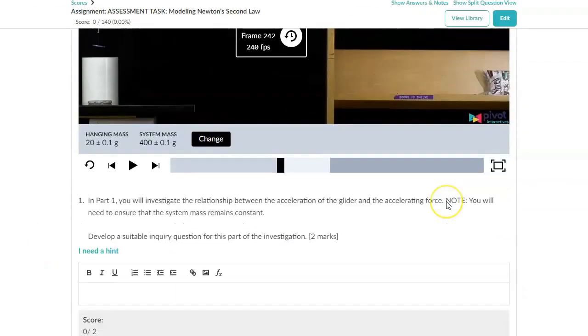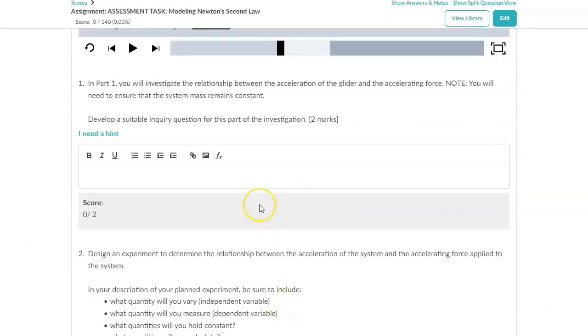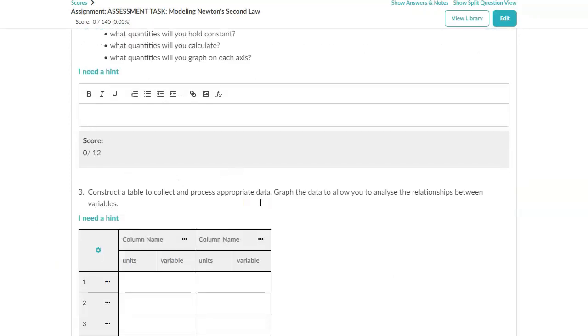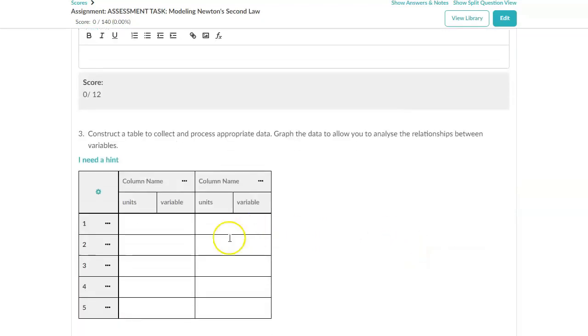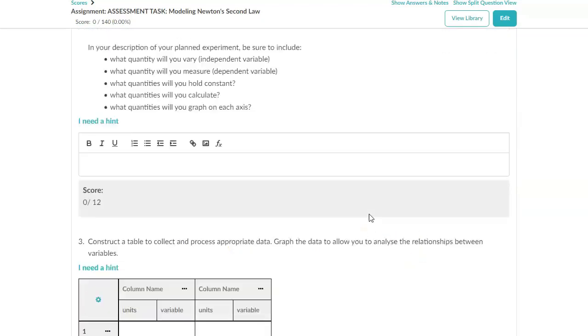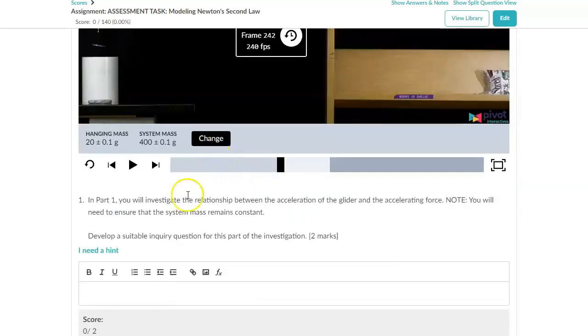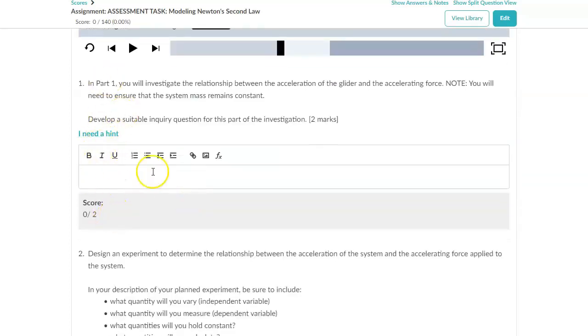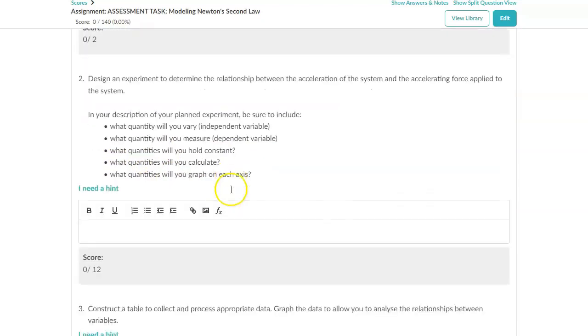So let's go down to where we will be doing the data collection, because I want to show you how to collect the data, how to set up the table, and how to do the graphing. But you can work through some of these parts as well on your own.